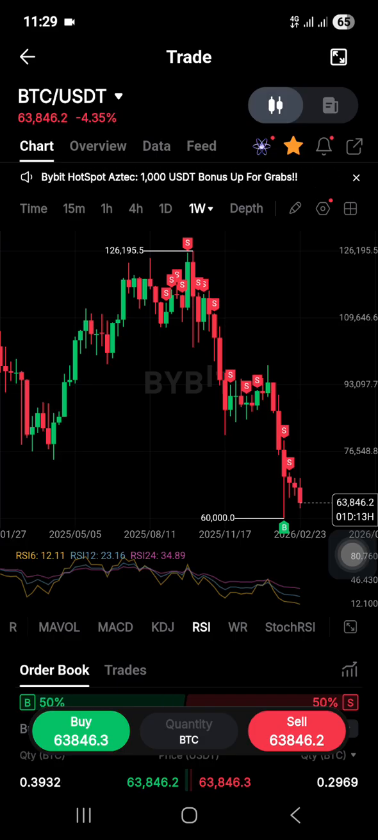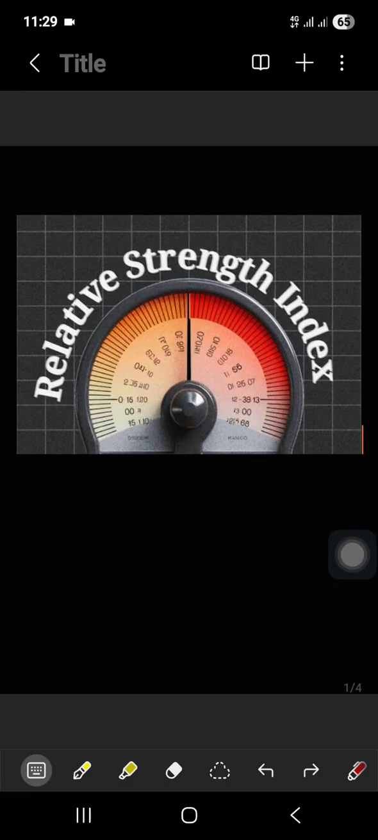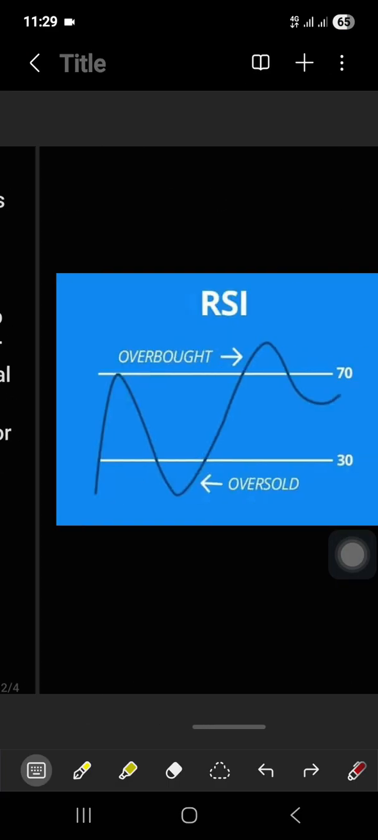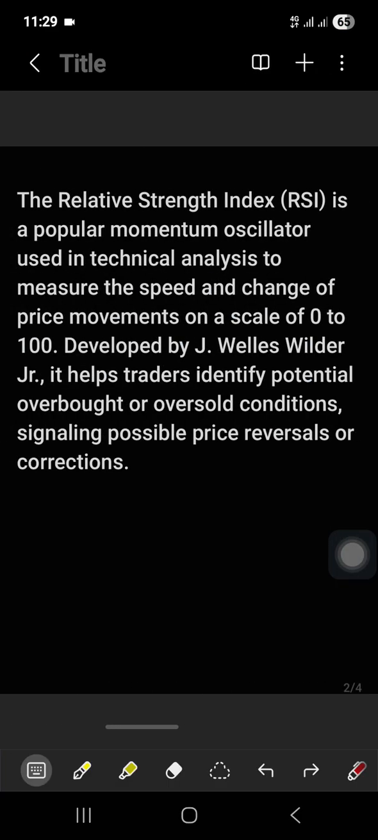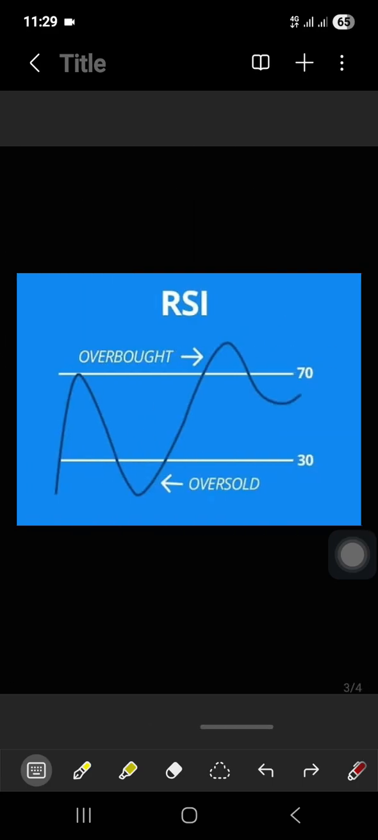Should I even go into the theoretical aspect for you before we dive into it? You can see I have some jottings here for you. This is the definition of RSI for those who want to jot it down. You can see it's a popular method used in technical analysis to measure the speed and change of price movement. Let me quickly jump into it. You can see here, above 70 is called overbought and below 30 is called oversold.